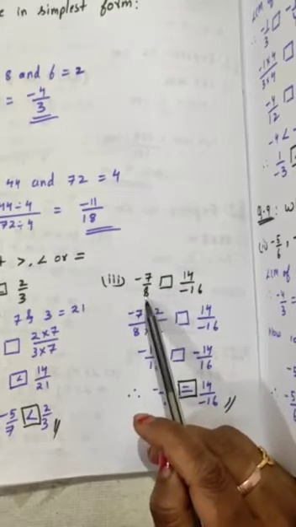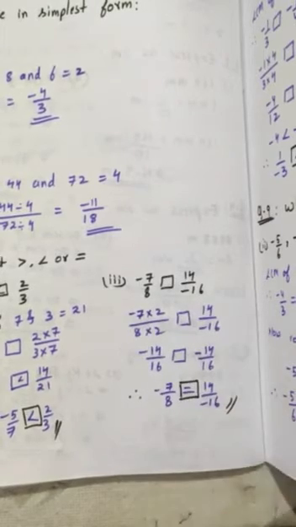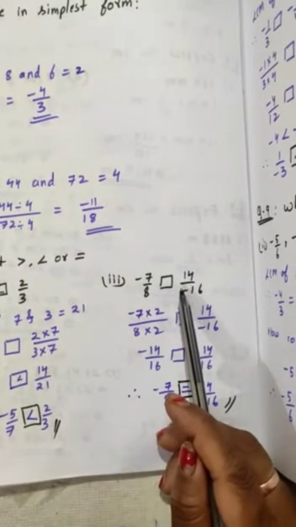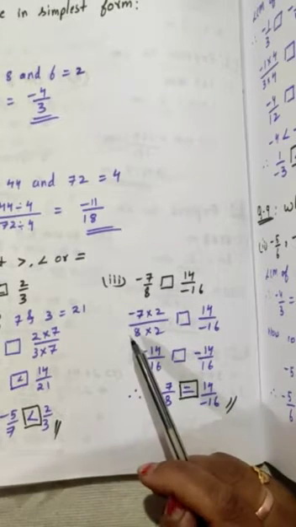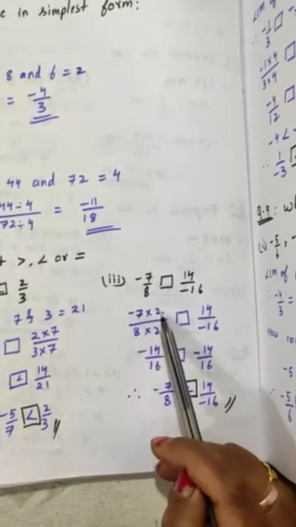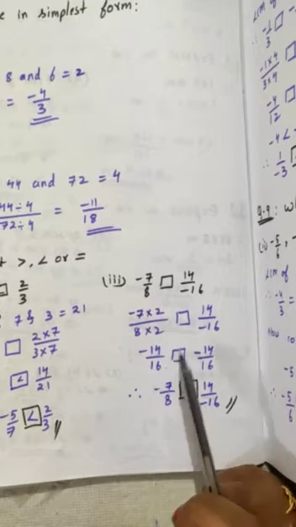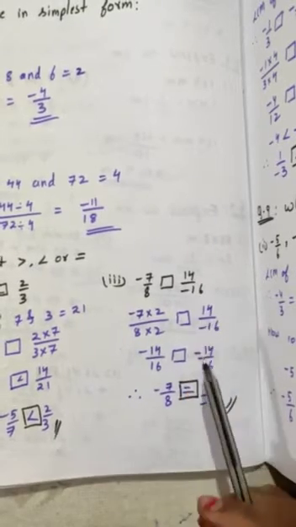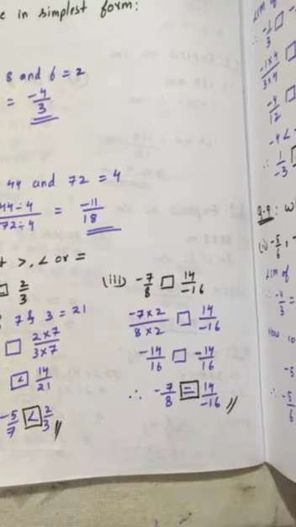So you will find out the LCM, least common multiple of 8 and 16, which is 16. तो आप second वाले fraction को you will not do anything. You will just convert the first one. Okay, so this will be 7 into 2, 8 into 2. It will become -14/16. And the second fraction was also -14/16. So the sign will be equal to sign.